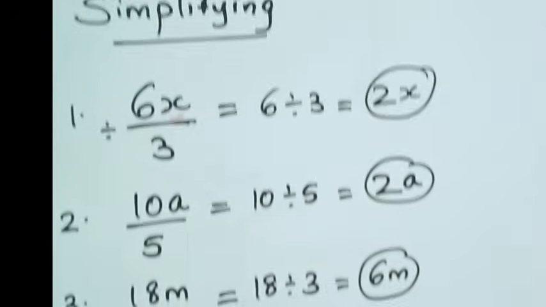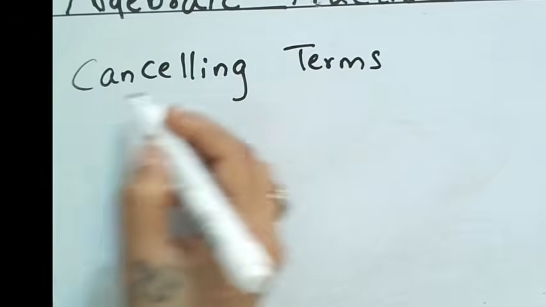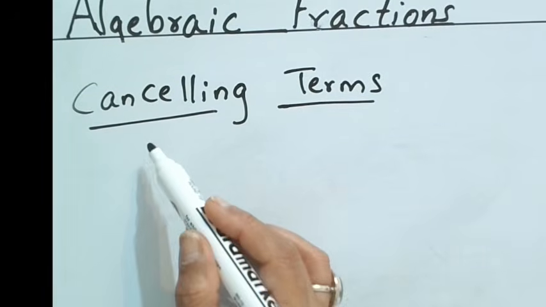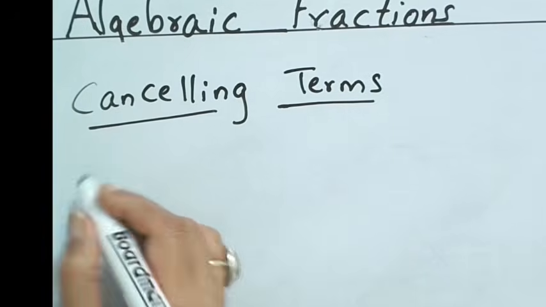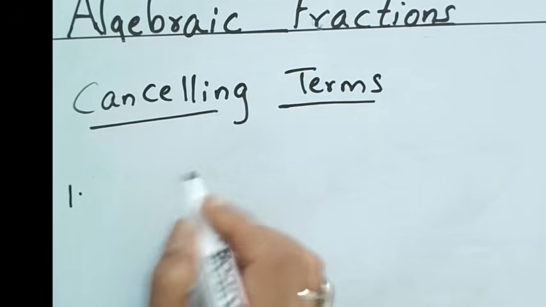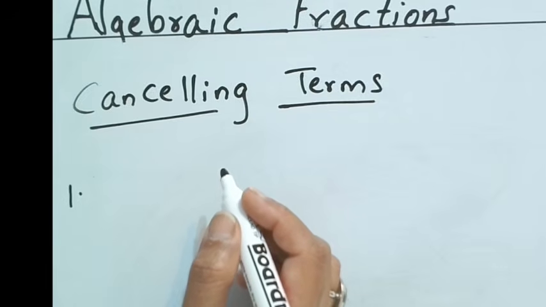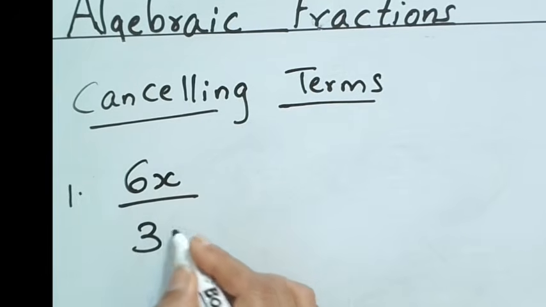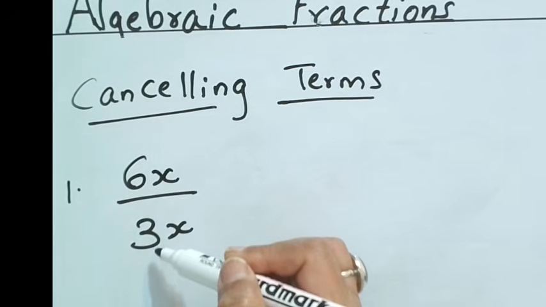Alright, let us see now the second type of fraction in algebra. The next type of fraction in algebra is cancelling terms. Now for example, the question whichever I pick are always exam style questions, so that you know how to solve your questions in exams. I like to pick always the exam style question. So this is now 6x over 3x. You have 6x at the top and at the bottom you have 3x.